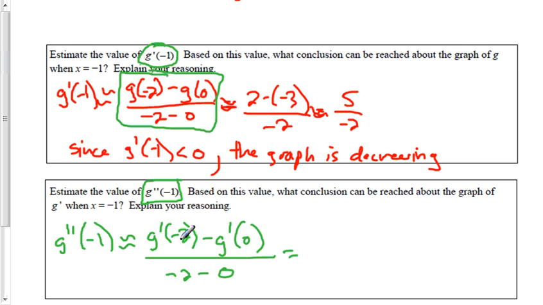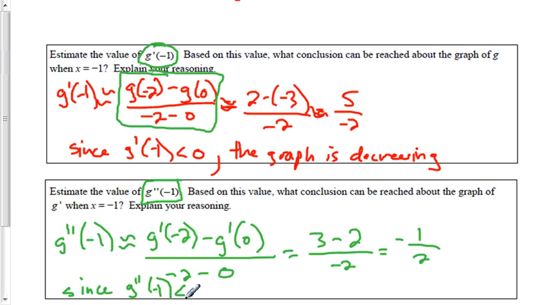So now we look at the chart. g prime of -2 is 3. g prime of 0 is 2, all over -2. This is going to end up being 1 over -2, which is -1/2. So same thing, since g double prime of -1 is less than 0, and I'm going to be a little more specific, then the graph of the derivative is decreasing, where I should have said up above that the graph of the original function is decreasing.